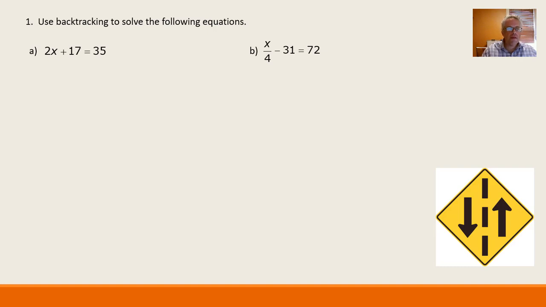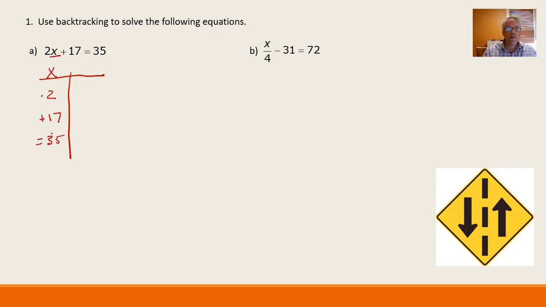The first step when using backtracking is to draw a T-chart, kind of like this. This is how we're going to show our work. On the left side, we're going to interpret what the equation is saying. So we always start with x. I'm going to write x here. That's the unknown number we're looking for. The equation says whatever this number x is, we're multiplying it by 2. So I'm going to put times 2. And then we're going to add 17. And we're supposed to get 35 equals 35.